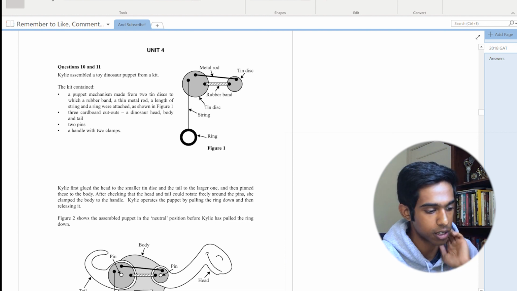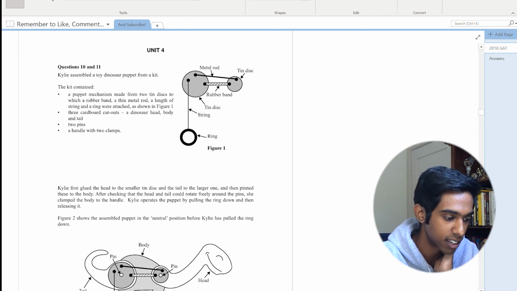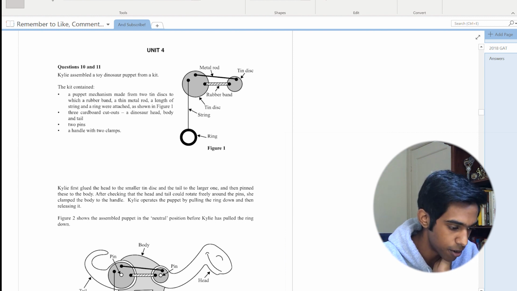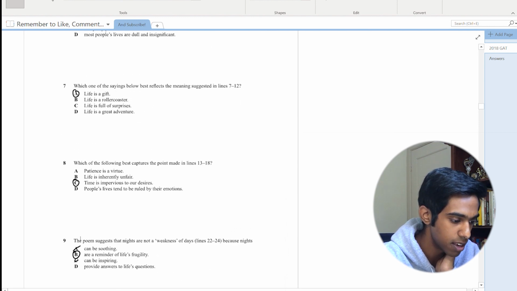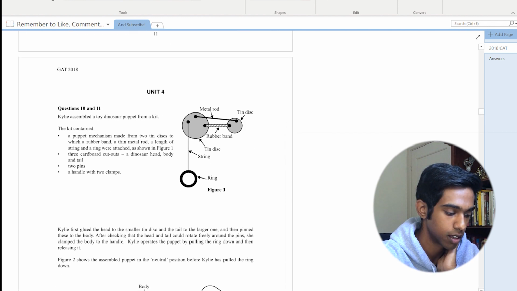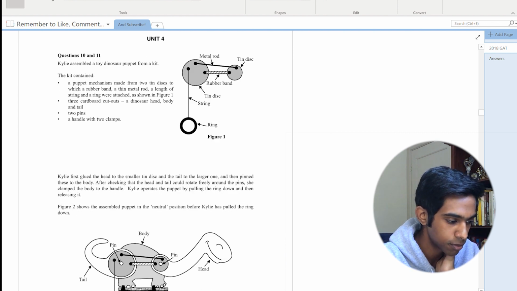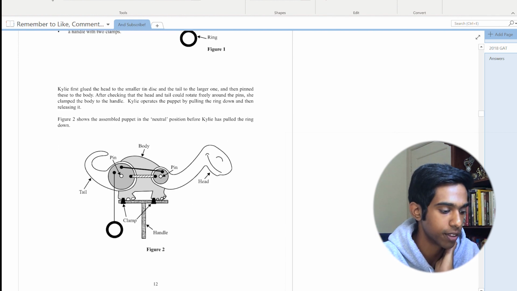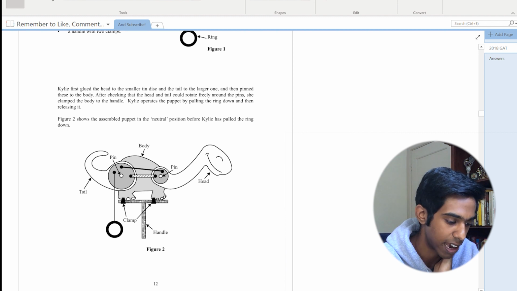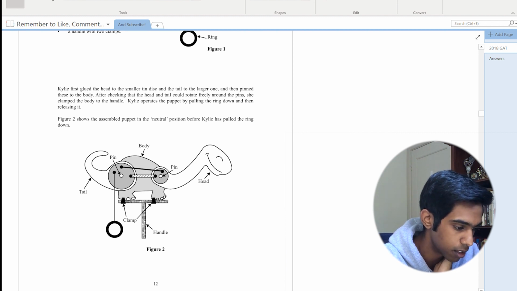Kylie assembled a toy dinosaur puppet from a kit. The kit contained a puppet mechanism made from 2 tin discs, to which a rubber band... I'm not going to read the whole thing. I'll just scan through it now so that I can understand what's going on maybe. Take your time, maybe pause the video as well if you want to read it. So these are the sort of science problems that you get on the GAT, and often you'll have to just understand how the actual thing works.